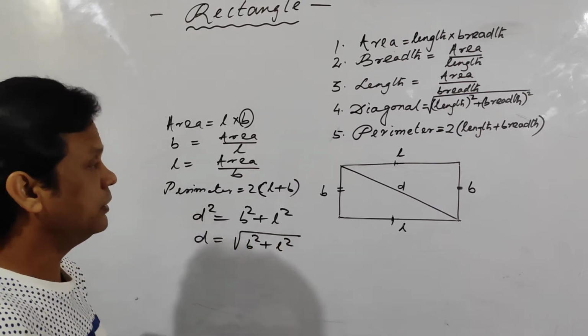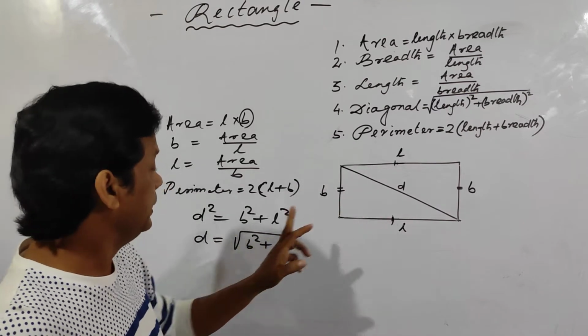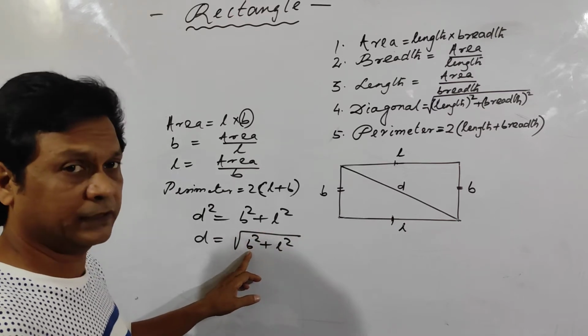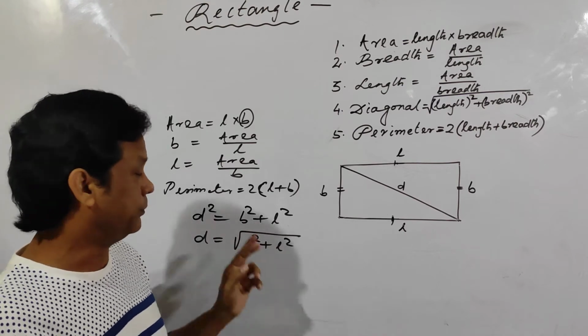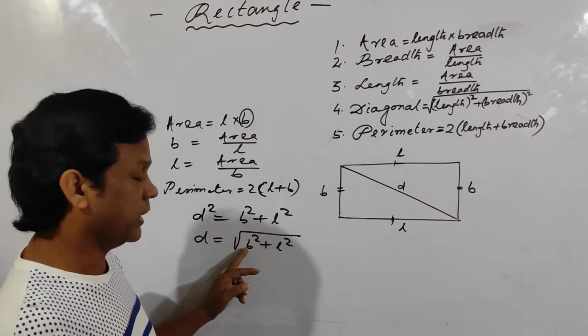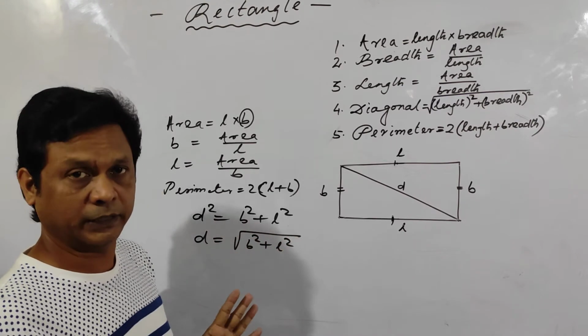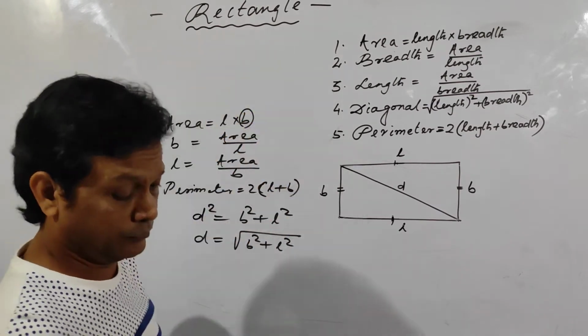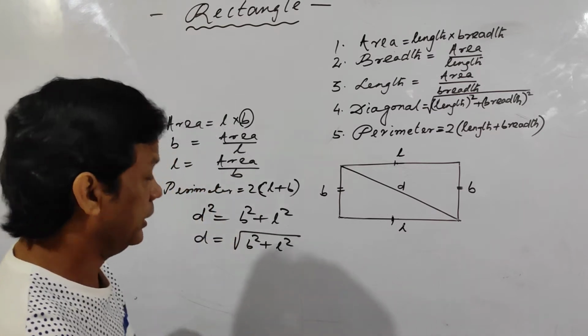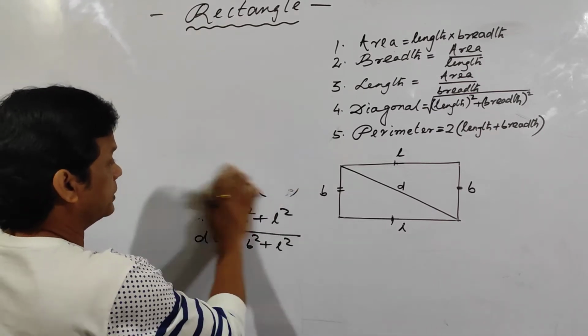That means the length of the diagonal of a rectangle is equal to the square of breadth plus the square of length, and take the square root of this one. That means the square root of the square of the breadth plus the square of the length. So this is all about the known formulas about the rectangle. So let us see some examples.